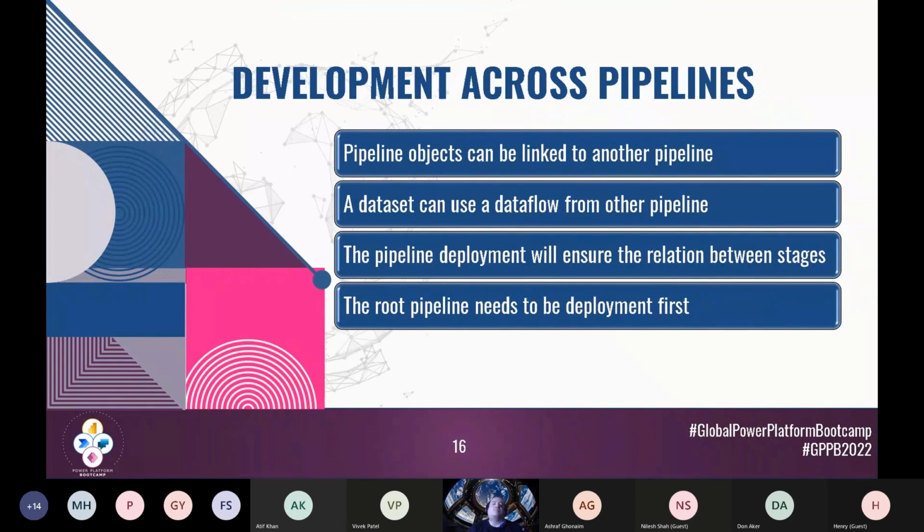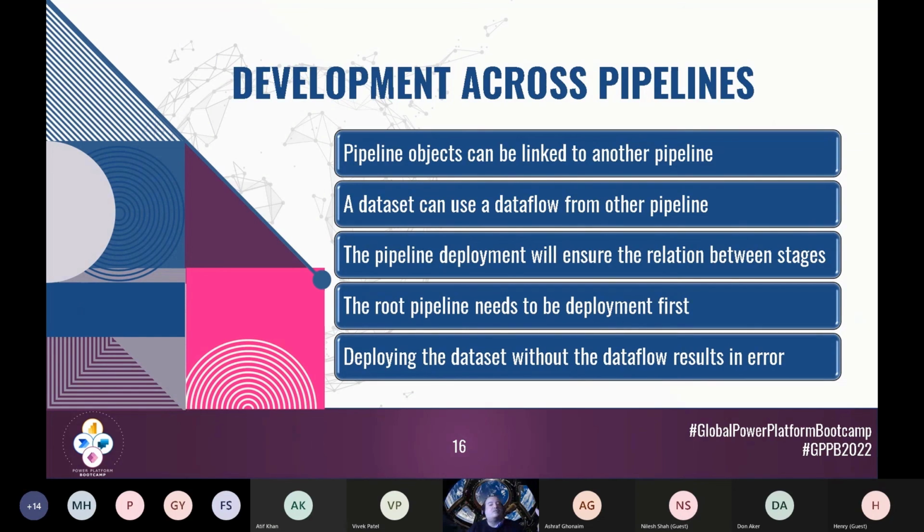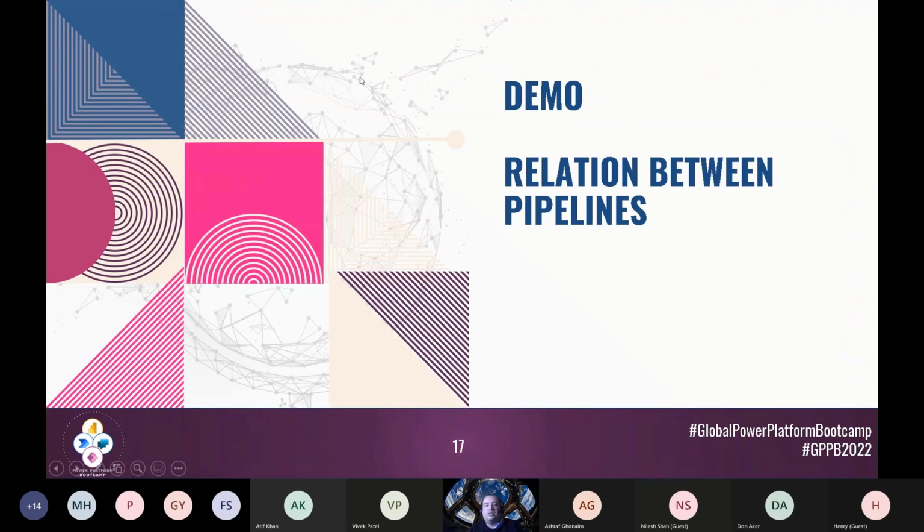The root pipeline needs to be deployed first. Root pipeline, I mean, in this example, the dataflow. The dataset depends on the dataflow. I cannot deploy the dataset and the report to the test environment if the dataflow has not been deployed to the test environment first. If I try to deploy the dataset without having deployed the dataflow, I will get an error message. Let's see how this works.